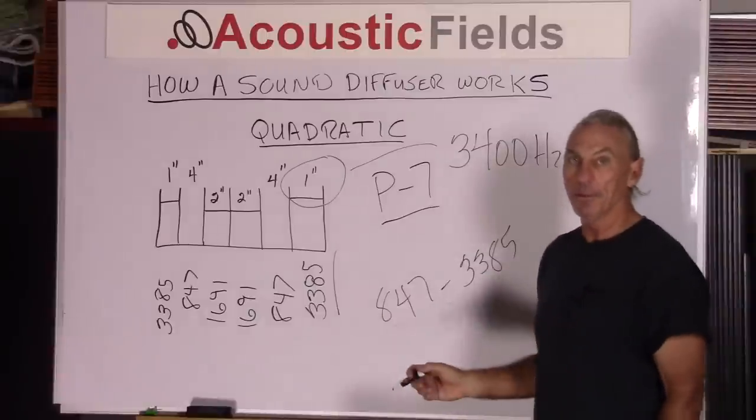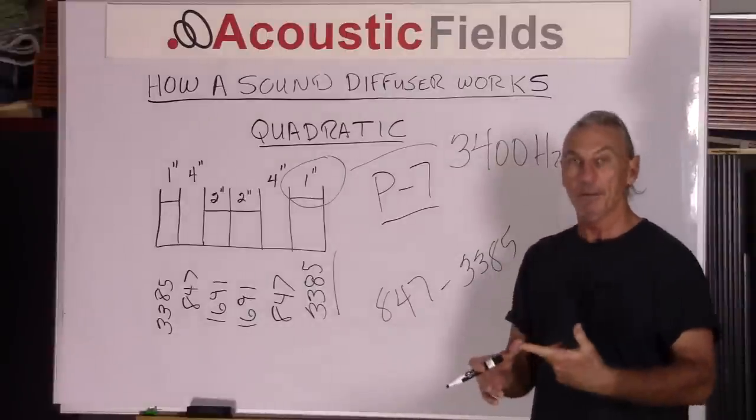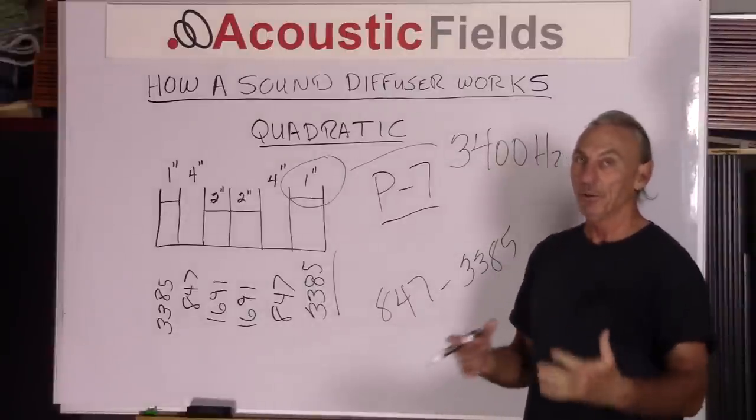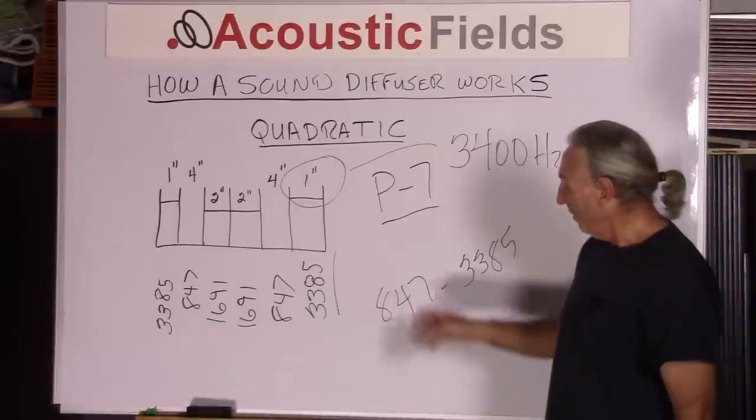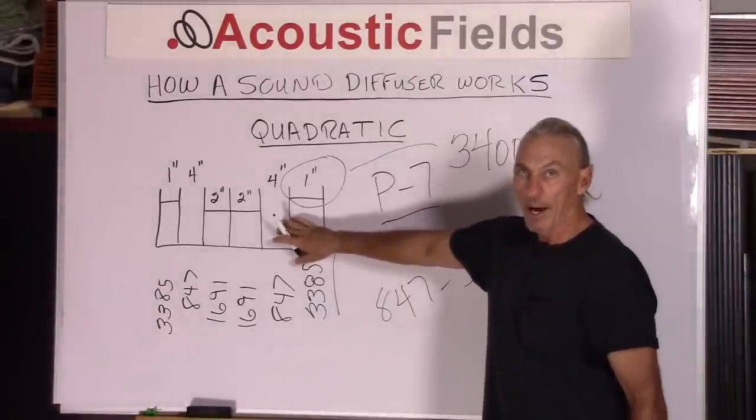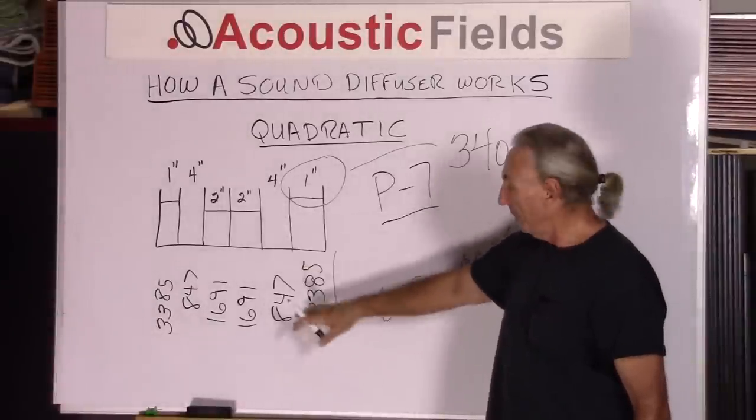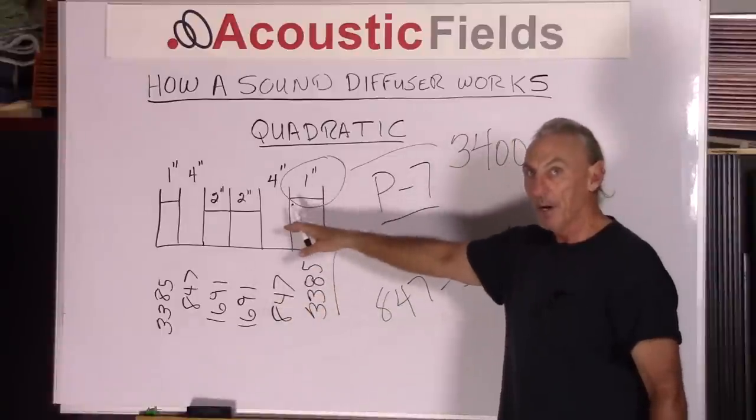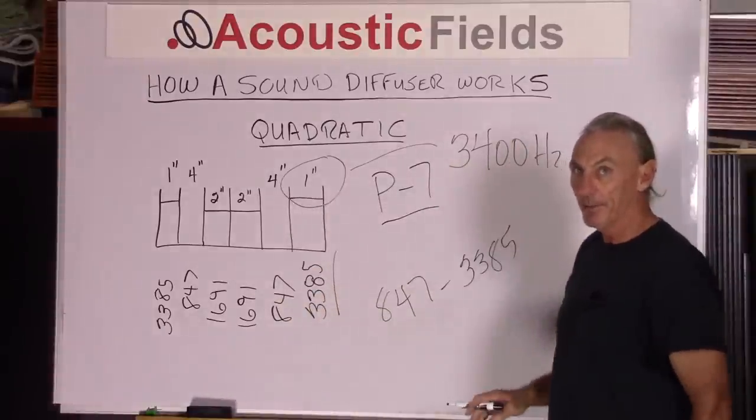So that's the frequency response of the diffuser. Predictable, consistent. So you know what you're working with. So obviously frequencies that are higher than this will be diffused also. This is kind of our upper limit for each well. So keep that in mind as you're working through this.